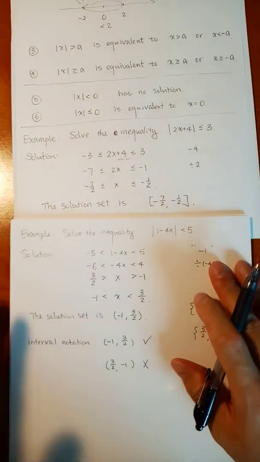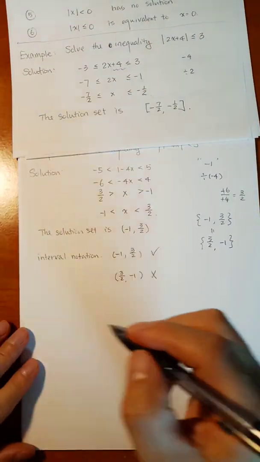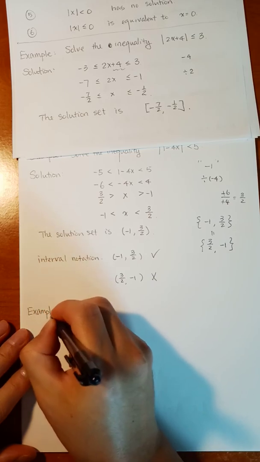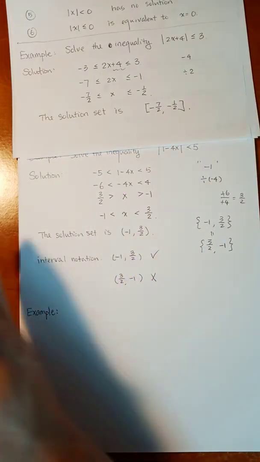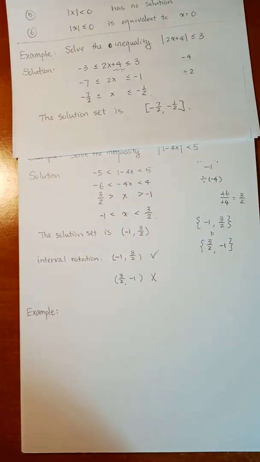Okay, so this is a less than case. Now let's check a greater than case. Remember, greater than has two possibilities: either it's too big or it is too small. They are not close to the origin.